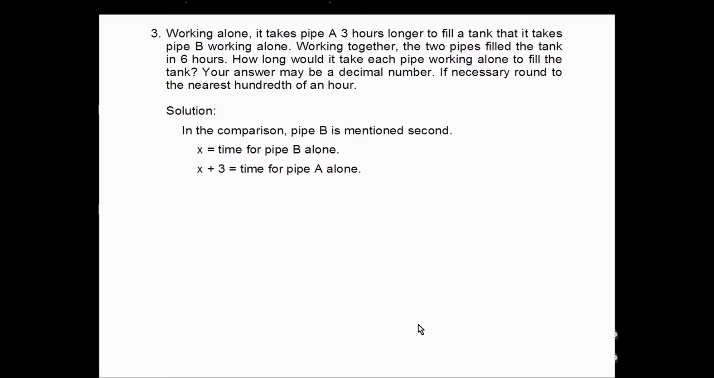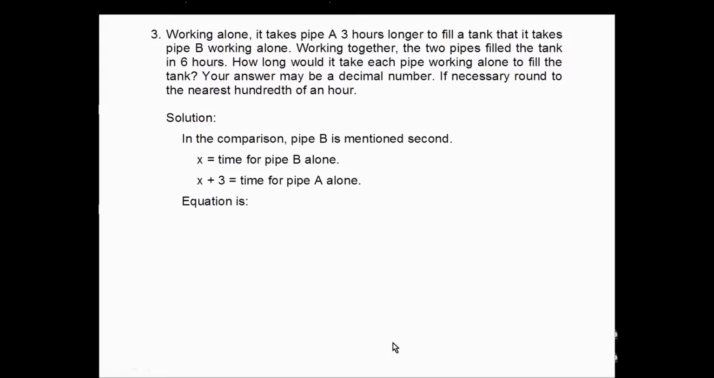Now remember, we're going to flip those over and multiply by the time together. Together, it's 6 hours. And they did, in fact, work together, so I'll be adding. So I'm going to have, as my equation, 1 over x times 6 plus 1 over x plus 3 times 6 equals 1. Okay, let me put these 6's in the numerator. So 6 over x plus 6 over x plus 3 is equal to 1. And again, the 1 stands for one completed task. In this case, one filled up tank.